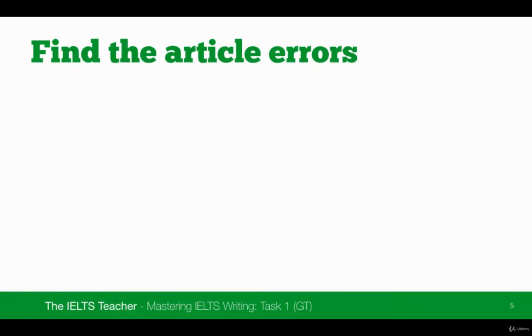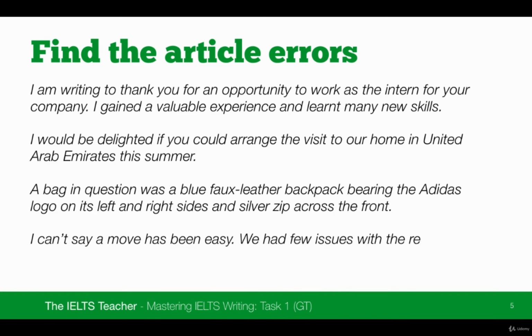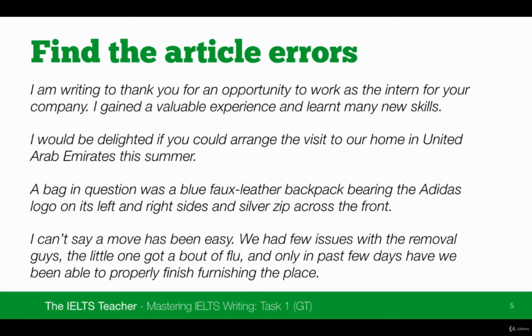So let's think about an exercise here where I'm going to put a number of sentences on the screen. These are all typical Task 1 letter sentences, and each of them contains at least 2 article errors. A couple of them may contain more article errors. So what I want you to do is to pause the video here and see if you can work out where the article errors are. And when you've done that, you can press play to continue.